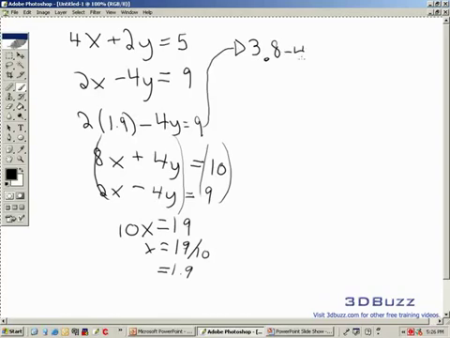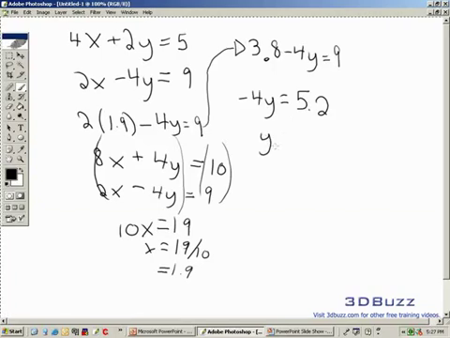Minus 4y equals 9. 9 minus 3.8 is 5.2, I think. So minus 4y equals 5.2, and y equals minus 5.2 over 4.